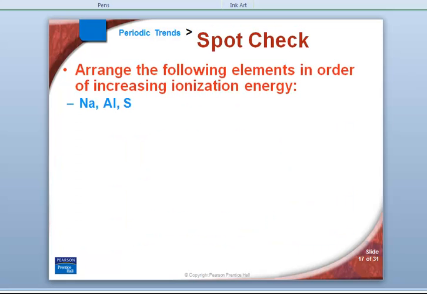Now, let's do a little quick Spock check when we're done. If you had these 3 elements, how would you arrange them in order of increasing ionization energy? So, hopefully you've got your periodic table open, and I think you can see that all 3 of these elements are in the same row of the periodic table. They're all in period 3. You know that the ionization energy increases as we go to the right. Therefore, sulfur has the highest ionization energy. Aluminum would be in the middle. Sodium would have the lowest ionization energy.